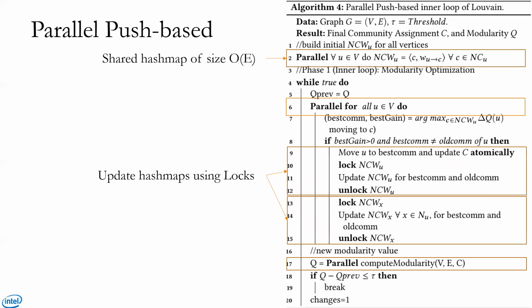In the push-based algorithm, we use a shared global hash map of size order E that we initialize in parallel, considering each vertex in its own community. In phase 1, for each vertex in parallel, it decides where to move, and if there is a change in the community, it updates its own and neighbor's hash map using locks.